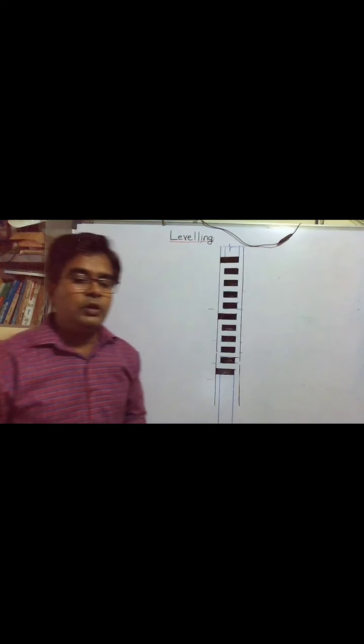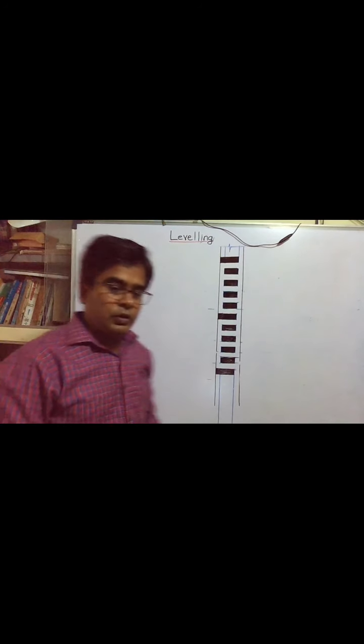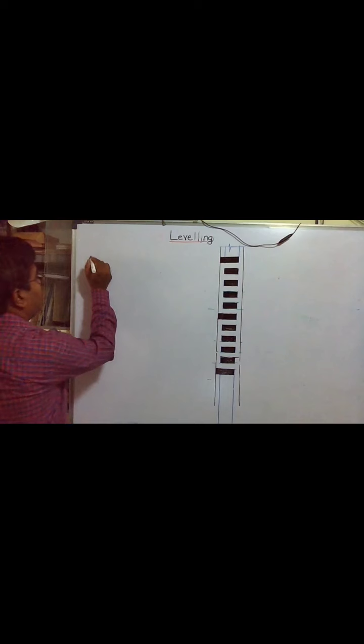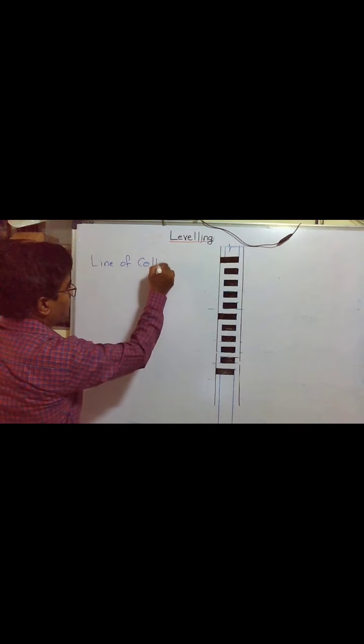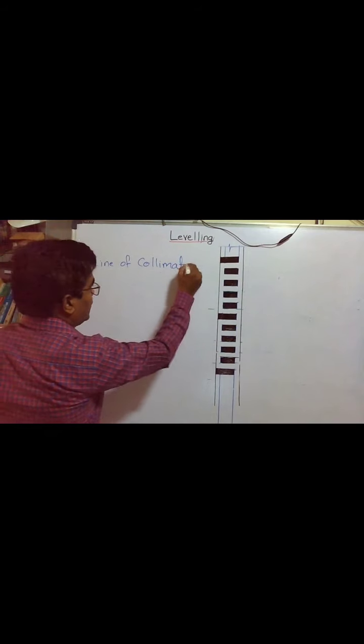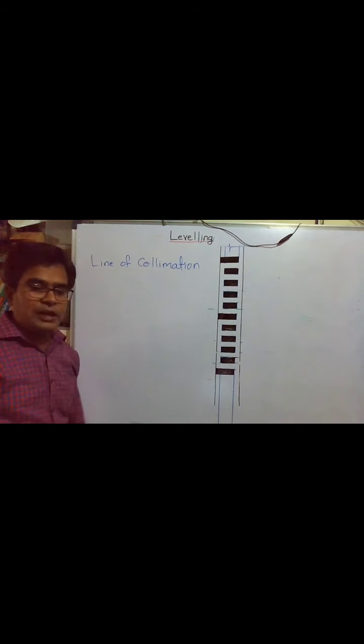Now let us move to our next definition portion. The next definition is line of collimation. Okay, so what is this line of collimation? It is a line passing through.